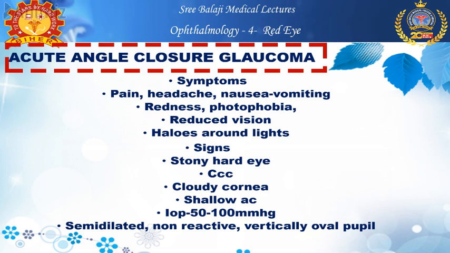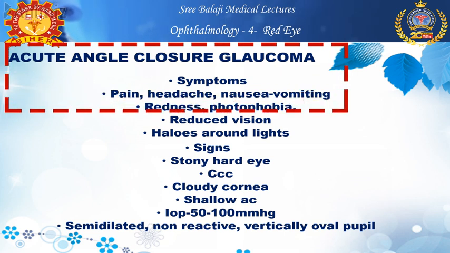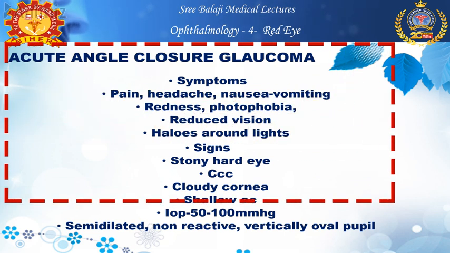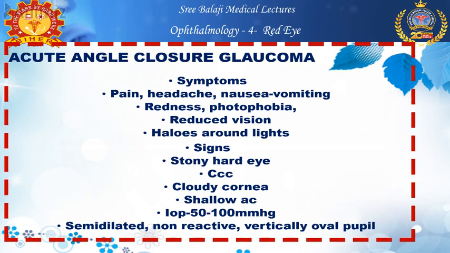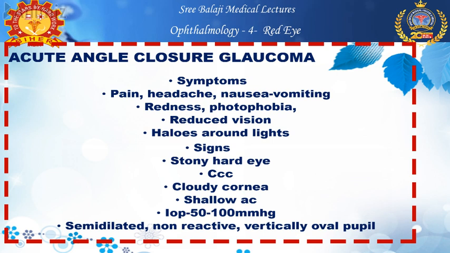The third condition causing red eye is acute angle closure glaucoma. Patient usually presents with severe pain, loss of vision. Sometimes they also present with headache, nausea, vomiting, redness, and halos around light. On clinical examination, the IOP is very high. The eyeball is stony hard in consistency. Circumciliary congestion is present. Cornea is edematous because of raised intraocular pressure. Anterior chamber is shallow. The IOP is very high, in the order of 50 to 100 millimeters of mercury. A semi-dilated, non-reactive and vertically oval pupil is seen.